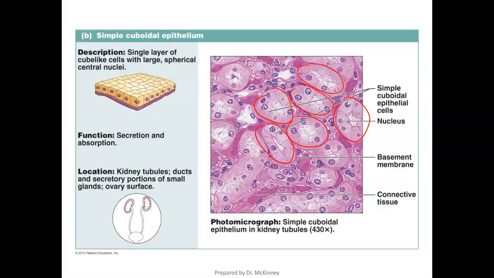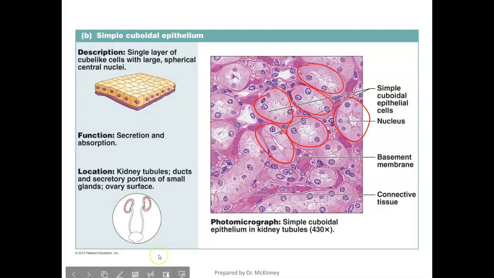So let's look at the location here on the left. So the kidney tubules, the ducts and secretory portions of small glands, and also on the surface of the ovary, we see simple cuboidal. So in the kidney tubules and in the ducts of glands, we see tubes that are formed by these cells. So if we look at one individual cell, let me see if I can get a different color up here, possibly.